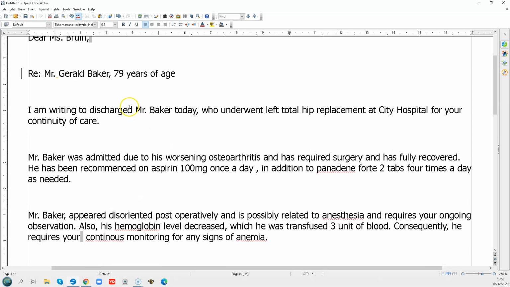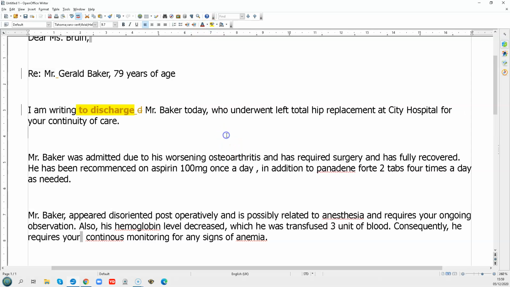So now I'm writing to discharged. Well, first, why is that past tense? So if you've got to plus infinitive, I'm writing to discharge Mr. Baker today, who underwent left total hip replacement. You could put an article because it can be counted. That's in the hospital. So what I would probably do is make this a non-defining relative clause.